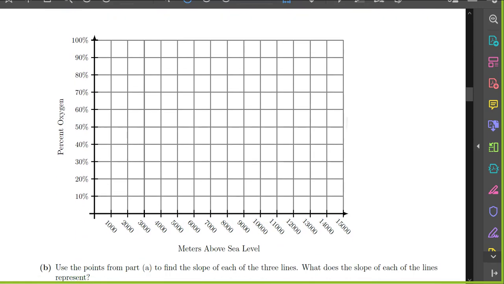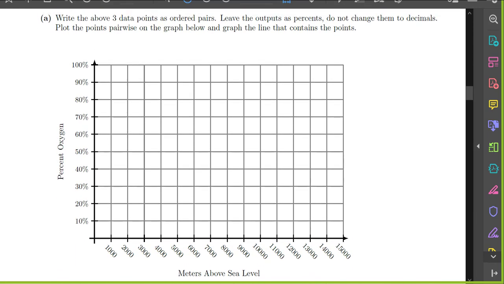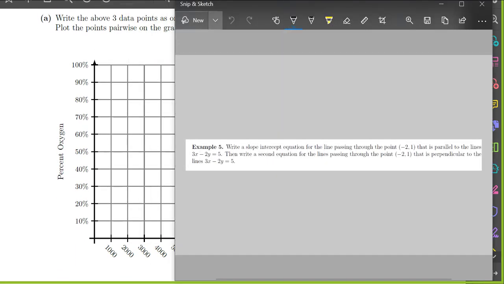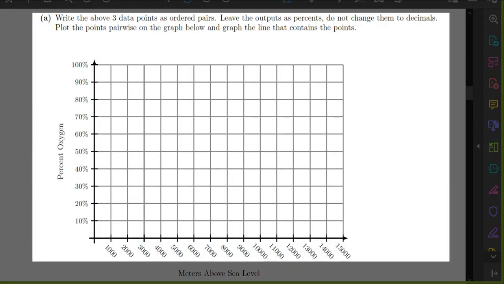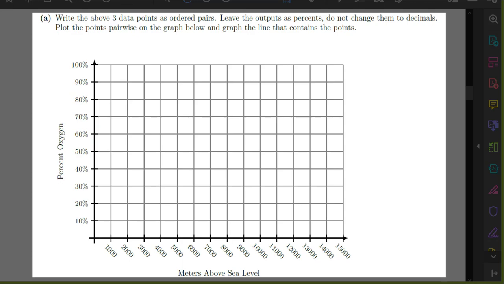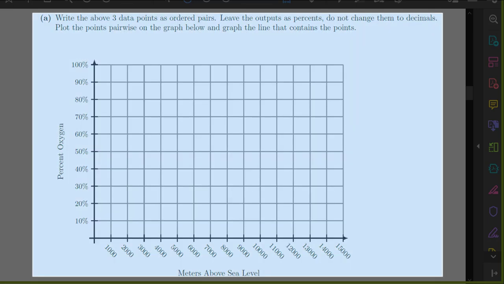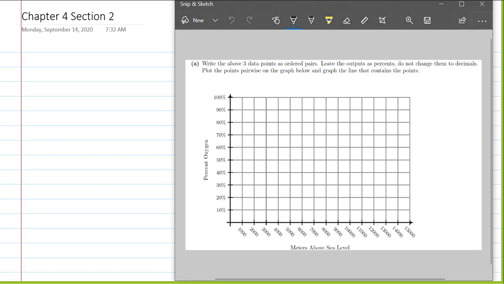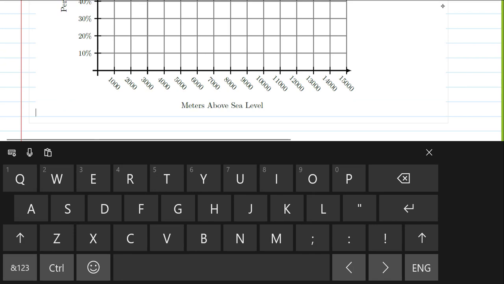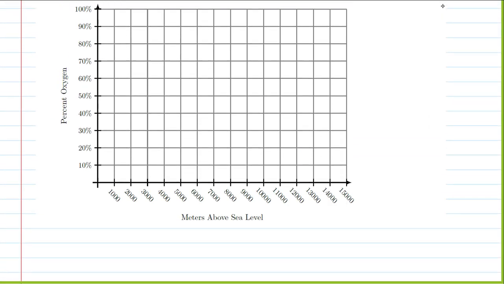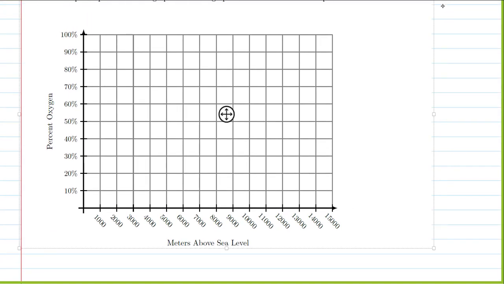So the first thing we want to do is write the above three data points as ordered pairs, not changing our percents to decimals, so we are going to graph the actual percent, and then we are going to plot them on this graph that we have below.